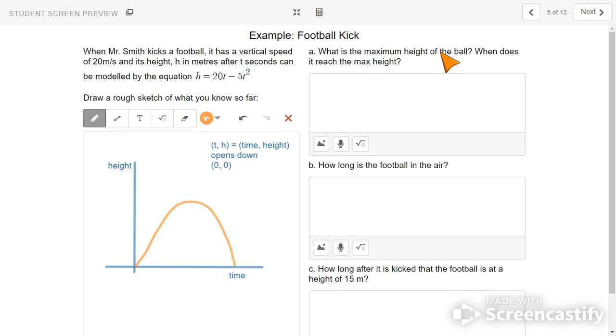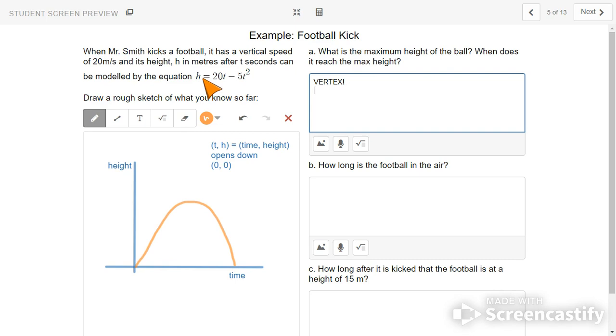So what's the maximum height of the ball? When does it get to the maximum height? We are looking for the vertex. Now, finding the vertex, you have a number of tools that you know how to use. So at this point, it's about choose your own adventure. How would you like to find the vertex? We could complete the square to put it into vertex form, we could use the equation h is equal to negative b over 2a, or we could factor and use the midpoint to get back to the vertex.